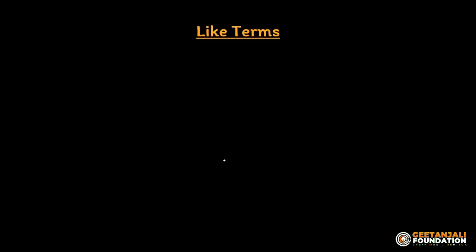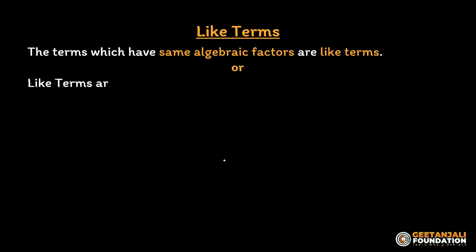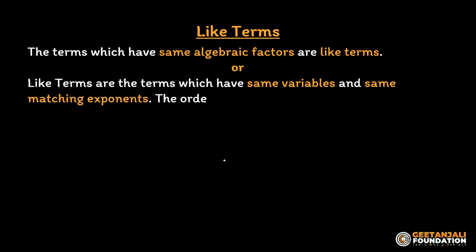Now the like terms, as I told you in previous example, what are like terms? The terms which have same algebraic factors are like terms, or like terms are the terms which have same variables and same matching exponents. The order of the variables does not matter. So now same algebraic factors. What are the algebraic factors? Those variables which are in each term are known as its algebraic factors. So if two or more than two terms have same algebraic factors, then those are known as like terms.